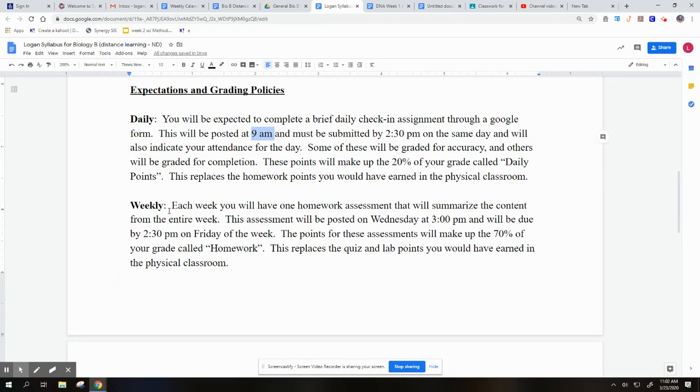Now, on a weekly basis, you are going to get a weekly assessment, which is going to be one larger homework assignment. And this is going to make up the majority of your grade. This is going to be 70% of your grade, and it's going to be called homework. Now, this is going to pop up, guys, on Wednesday at 3 o'clock p.m. This assessment will then be due on Friday of that same week at 2:30 p.m. Okay, so it gives you Wednesday night, Thursday morning, Thursday night, and then Friday morning to make sure you guys finish up this assessment. Okay?